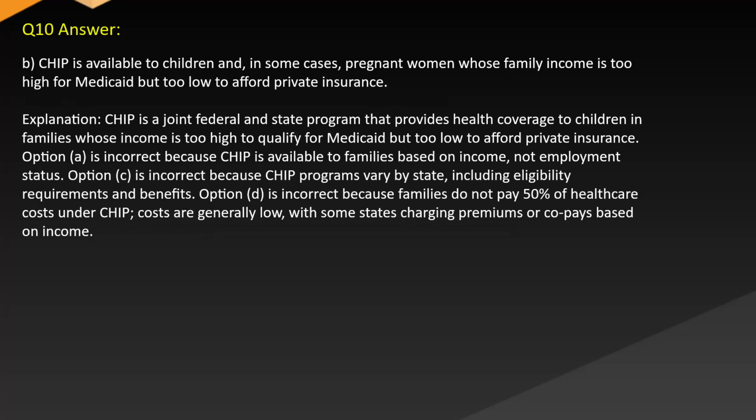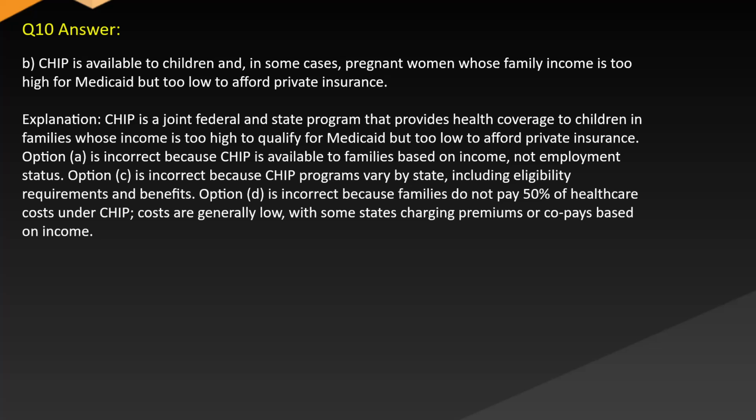Answer. B. CHIP is available to children and, in some cases, pregnant women whose family income is too high for Medicaid but too low to afford private insurance. Explanation. CHIP is a joint federal and state program that provides health coverage to children in families whose income is too high to qualify for Medicaid but too low to afford private insurance.